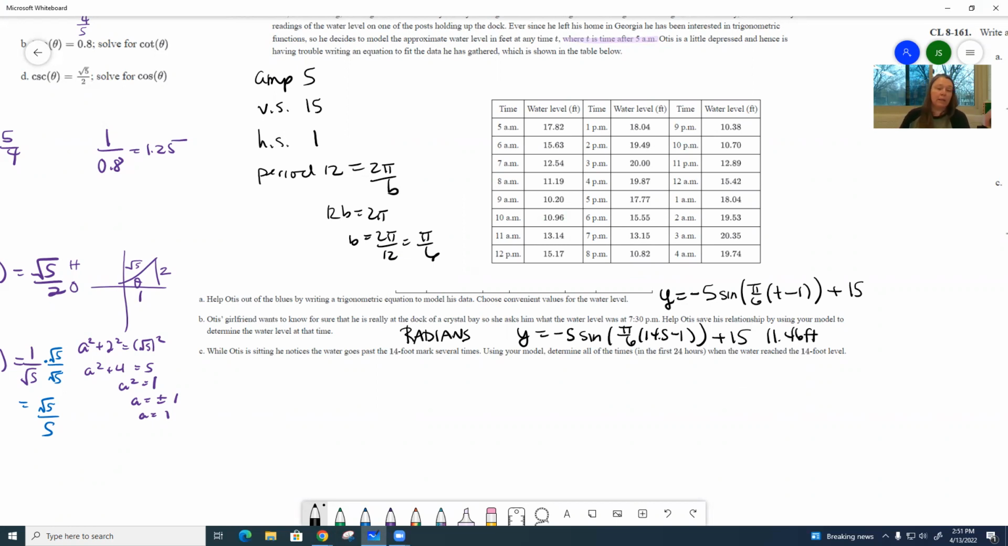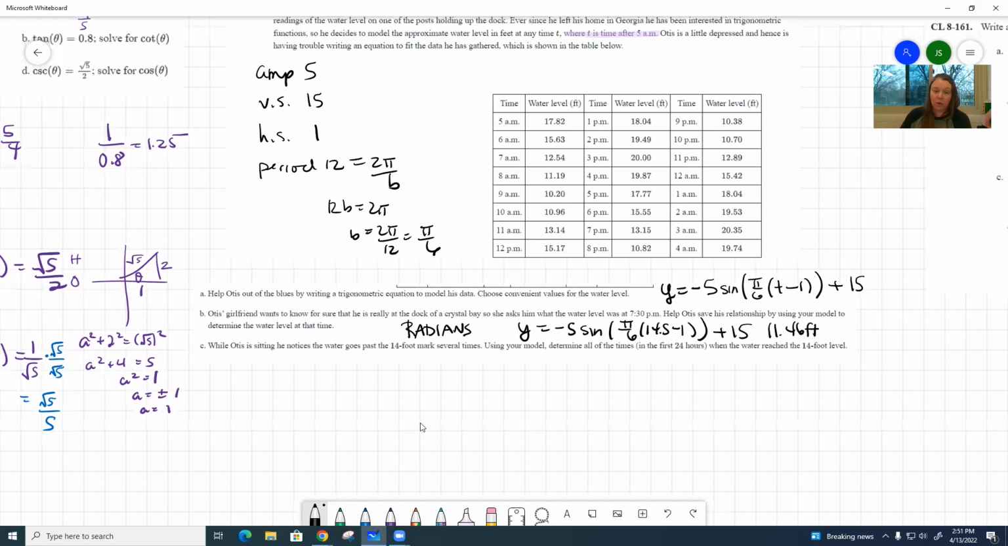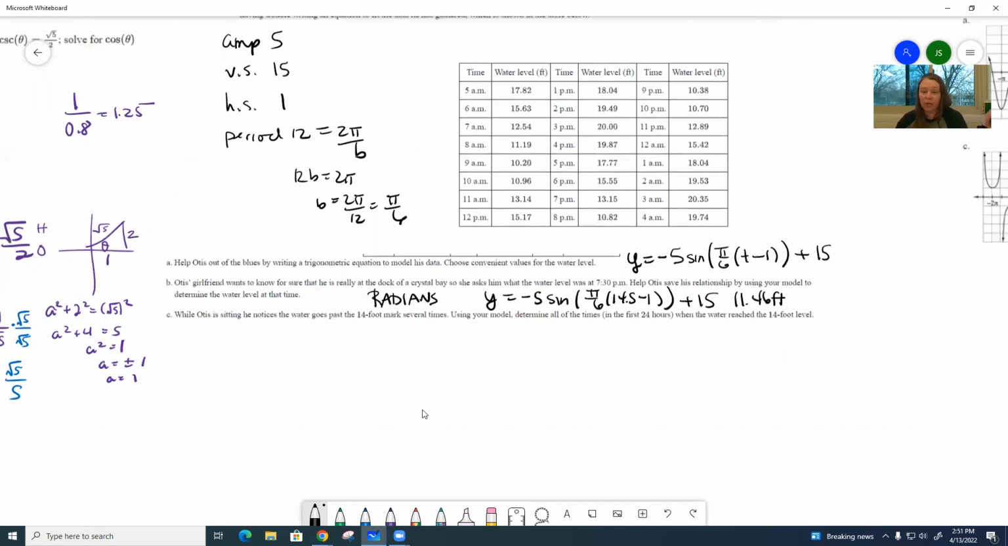Okay, and then it says while Otis is sitting, he noticed the water goes past the 14-foot mark several times. Using your model, determine all the times in the first 24 hours when the water reaches the 14-foot level. So then into our equation, and this is like what we did in 8.1.2 when everybody did their little presentations, the solving process, it's the exact same. So I would subtract the 15, right? We all did this.